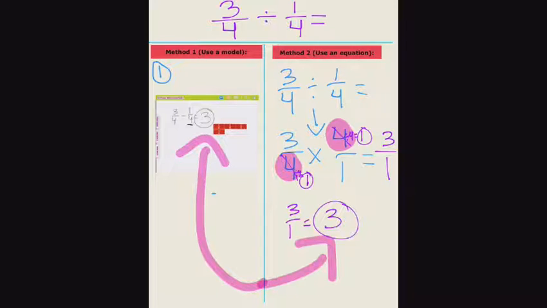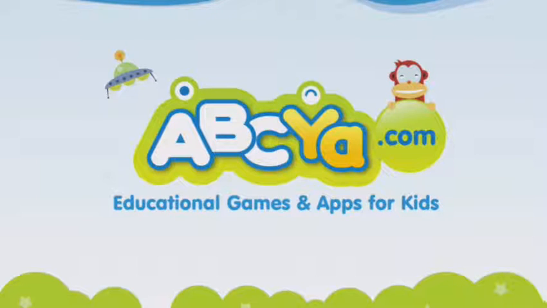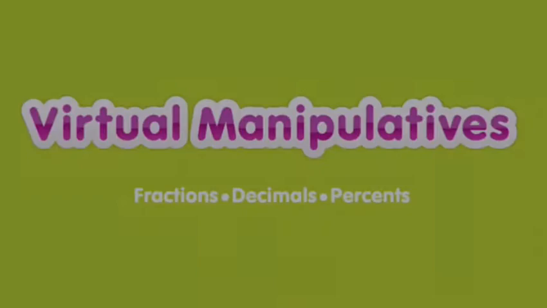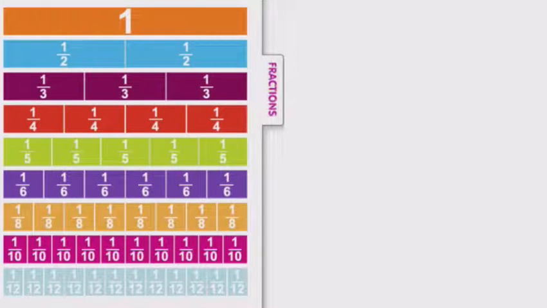Okay, let's move on to our next example. Our next example is 8/12 divided by 1/6. Again, let's start this with modeling. I'm going to swipe over to the virtual manipulatives. And I'm going to start by modeling my first fraction, which in this case is 8/12.